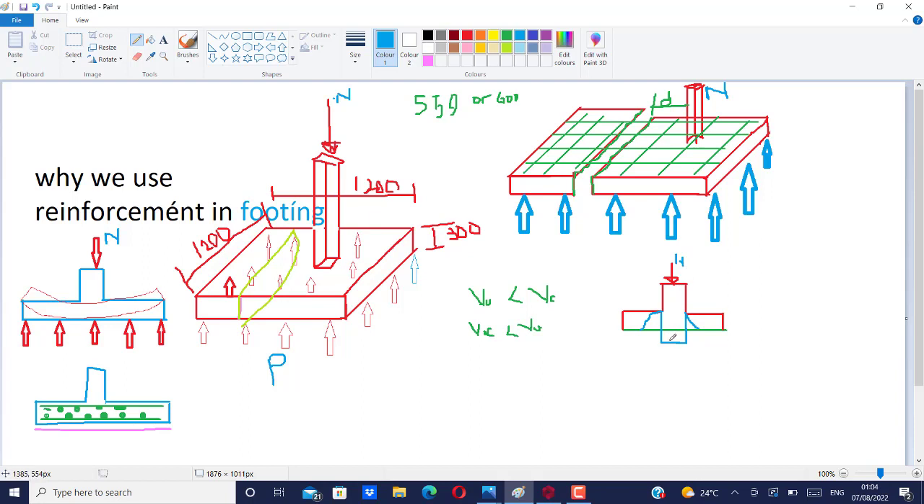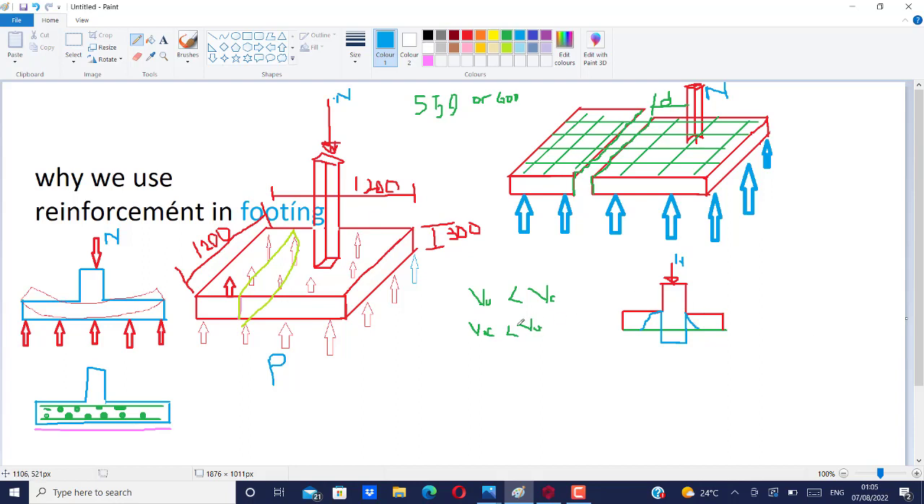And once this type of thing happens, it leads to collapse of the building. These ones may probably lead to the service limit state. This one too can lead to that, but this would definitely lead to collapse once the column punches through the footing. So you need to check for punching shear to make sure that you choose, and punching shear has to do with the thickness of the base.